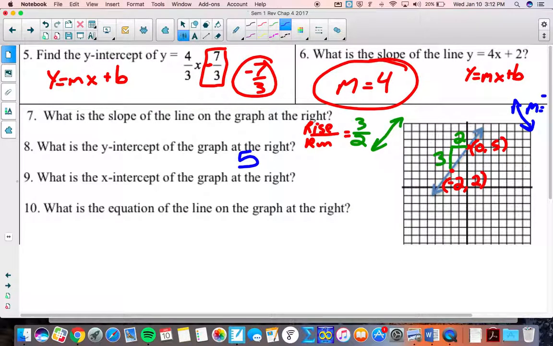What is the x-intercept on the graph at the right? Well, if you look closely at it, it's actually kind of tough to identify. It's right there. It looks like it's, let's see here, -1, -2, -3. It's a little more than -3, and it's not quite -4, so it's somewhere in between. So I'm going to say about -3.5. We want to know that you know where the x-intercept is, and that's about where it is.